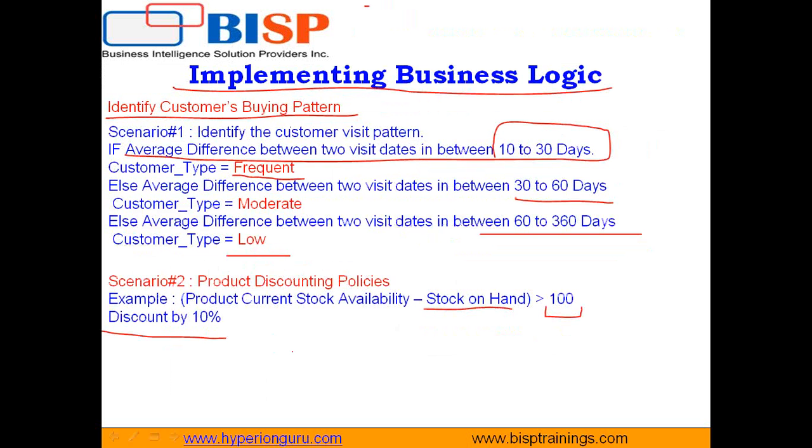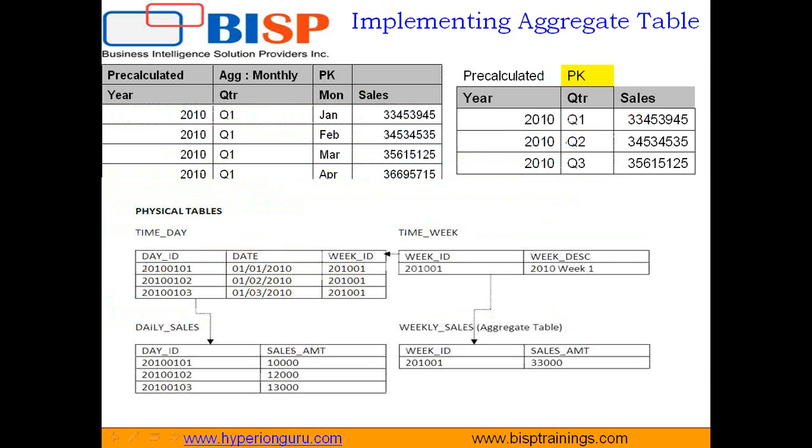Let's get into more detail step by step. These are two simple business-oriented examples. Let's talk about complexities at the technical front. There is more complexity at the technical front as well.